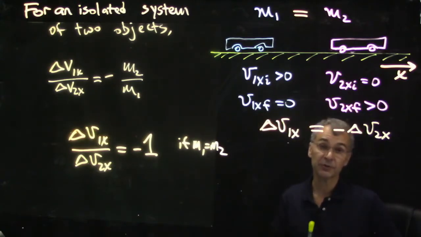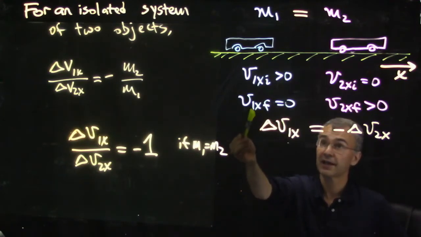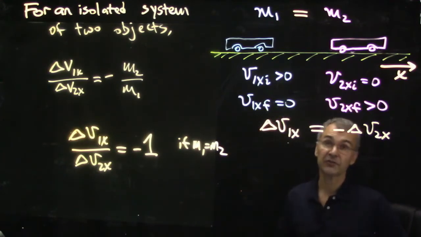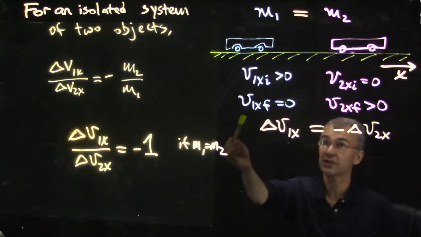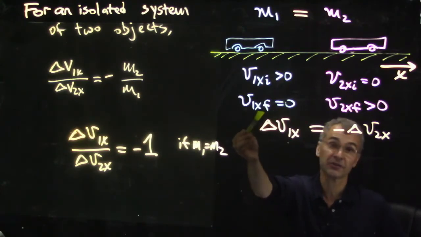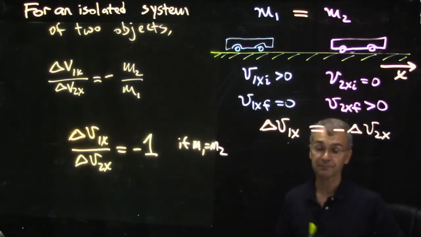After the collision, we'll see, in this particular case, that V1x final is 0, V2x final is bigger than 0. In other words, what you'll see is that cart 1 after the collision is stationary, and cart 2 after the collision is traveling to the right.